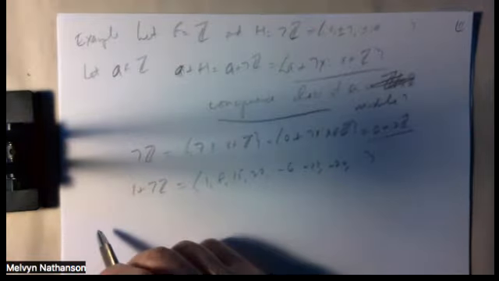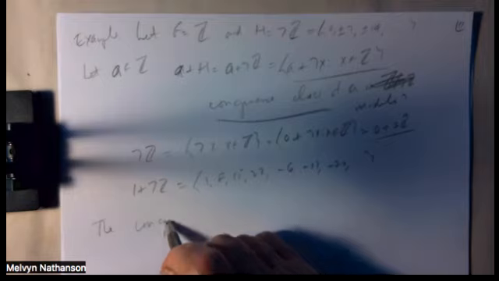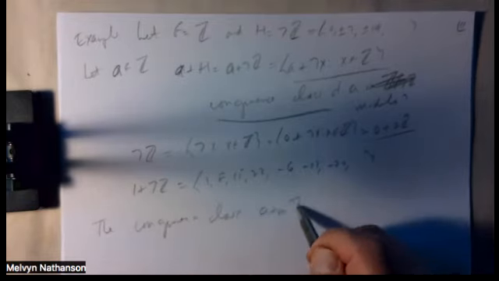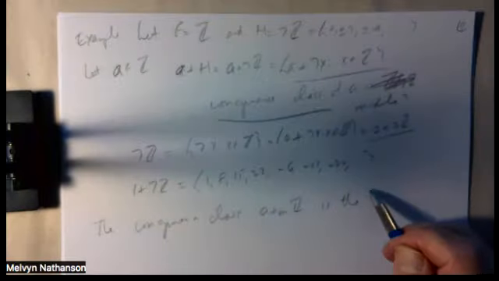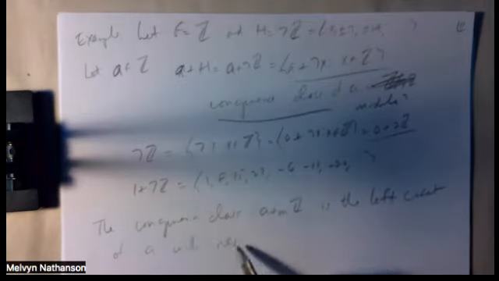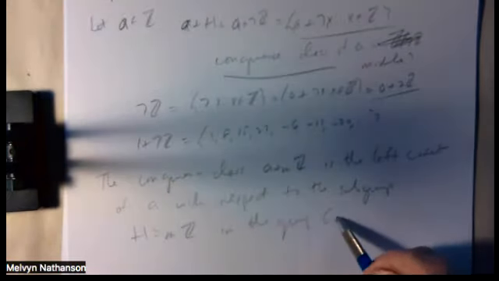So the congruence class a plus mZ is the left coset of a with respect to the subgroup H equal mZ in the larger group G equal to Z.